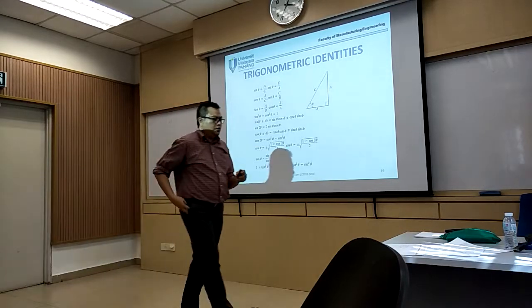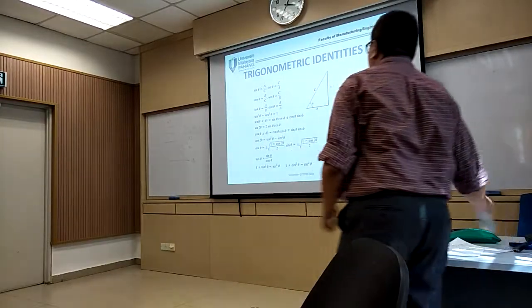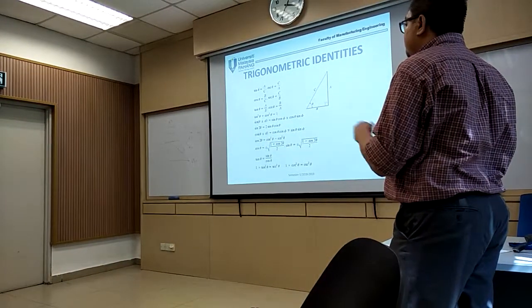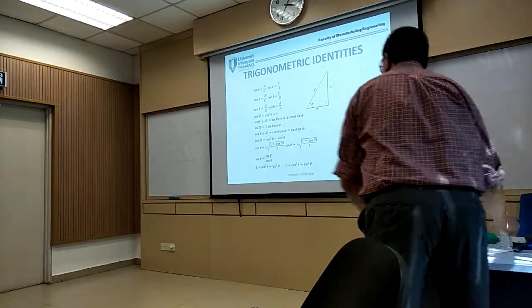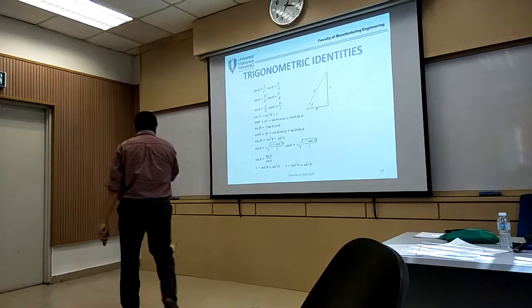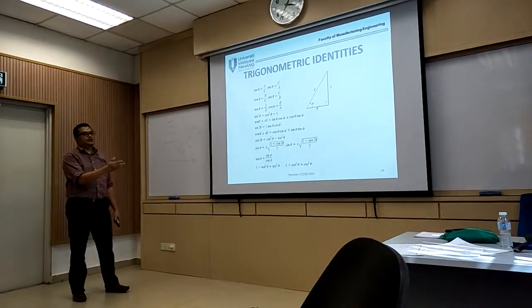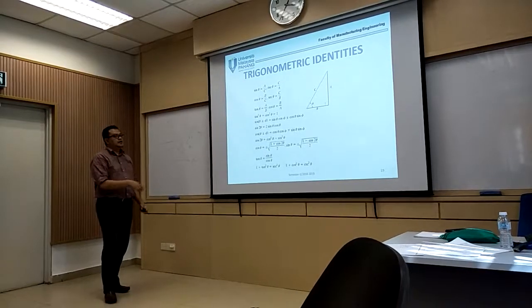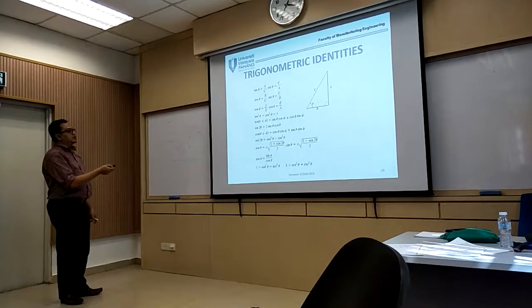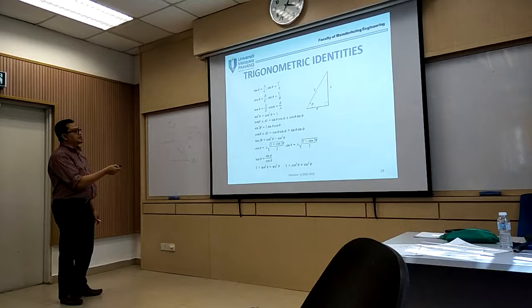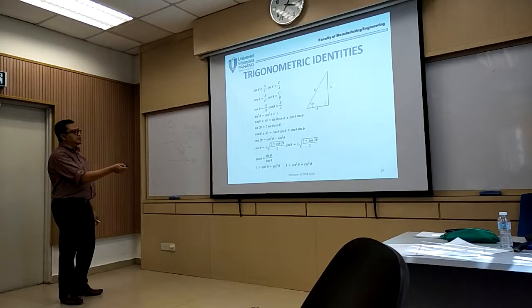Before we go to the dynamics, we do some refreshing with these trigonometric identities, because a lot of the mechanisms that we are going to solve in dynamics will involve trigonometry. So you have to remember the sine equation. Sine is A over C, cosine is B over C, and tangent is sine over cosine, so it will be A over B.